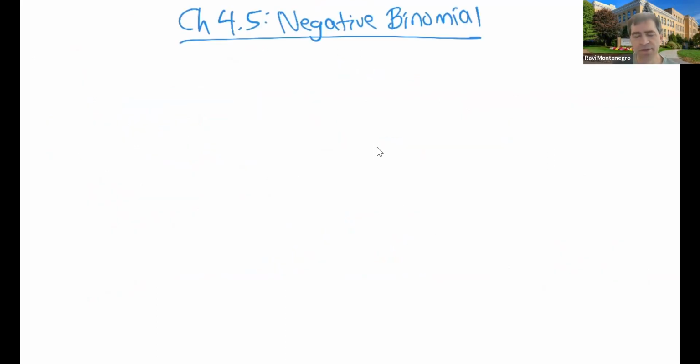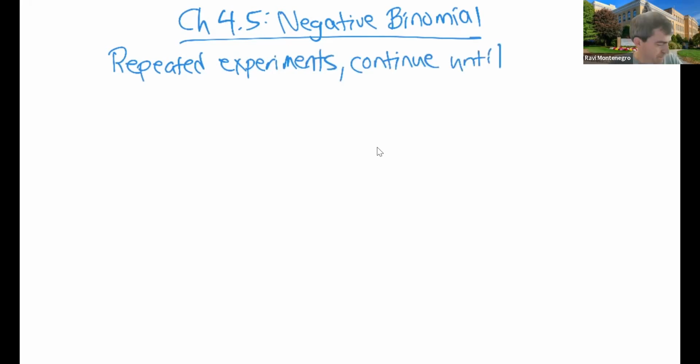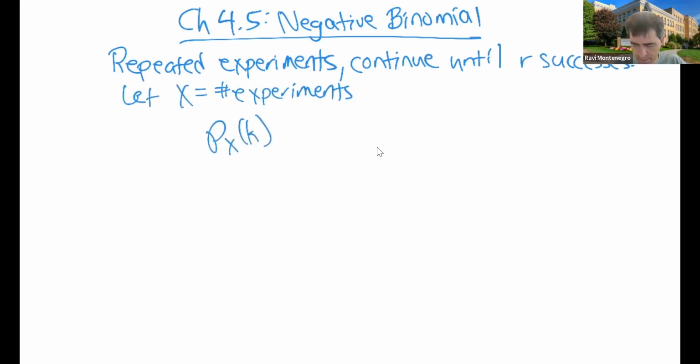So again, to contrast with the previous case, we have repeated experiments again, but we want to continue until k successes. Now, we're not going to use the letter k because k has been used as the counter in the PDF, so I'll use r instead. And the PDF for x, I'll write the formula down and then explain it. It's a little bit strange.